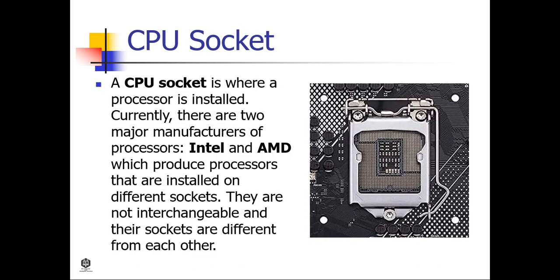CPU socket. A CPU socket is where a processor is installed. Currently, there are two major manufacturers of processors, Intel and AMD, which produce processors that are installed on different sockets. They are not interchangeable and their sockets are different from each other. A CPU socket comprises several hundred pins that get in direct contact with the processor chip, or a socket may have several hundred pinholes as in the case of the latest AMD AM4 socket. Both Intel and AMD have released various sockets in the past decades that support a particular generation or generations of processors.